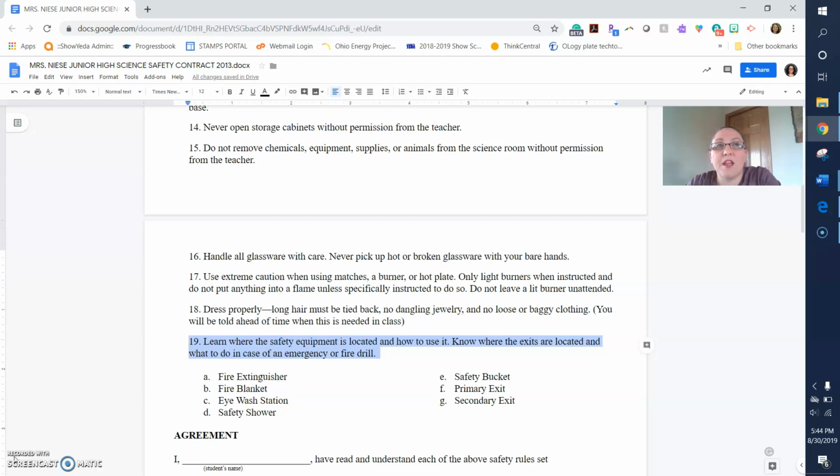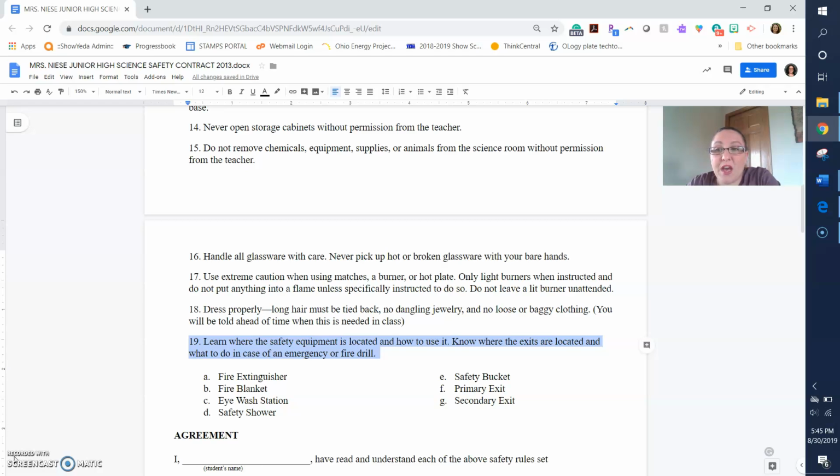If we were to do any sort of drill or evacuation where we had to leave the room, someone please grab the safety bucket and take it with us. Our primary exit is the door. Our secondary exit is the window. Hopefully we only ever use the primary exit.